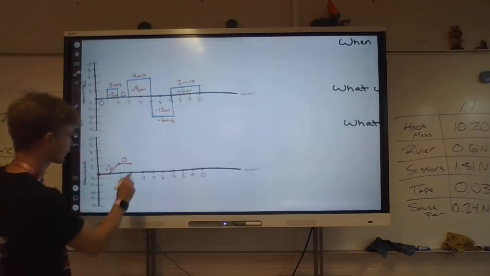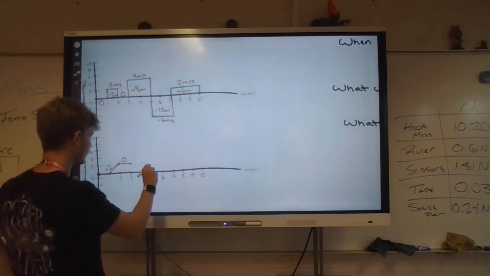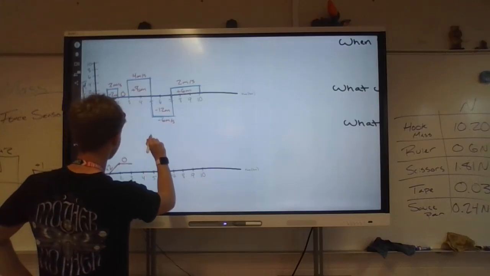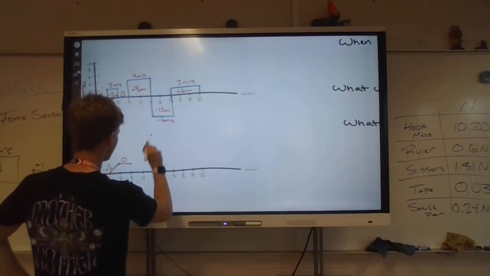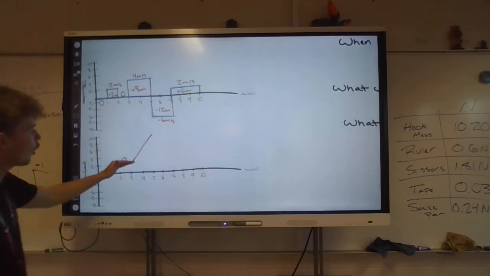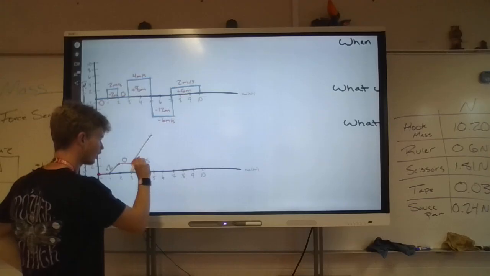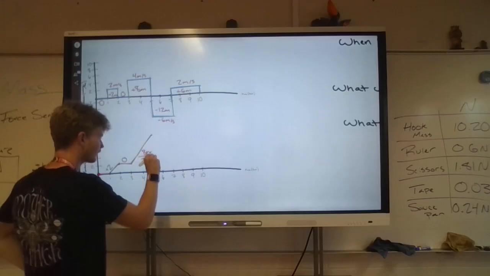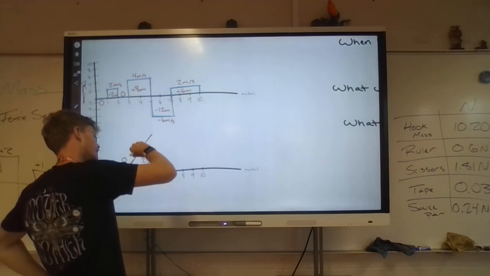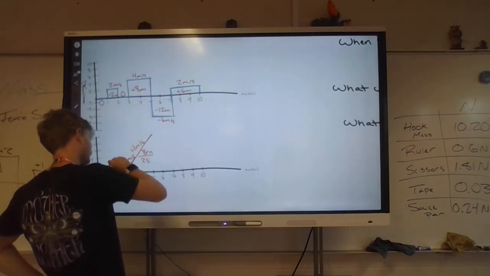Now from 3 seconds to 5 seconds, I went up 8 meters. So I'm going to go to the 5 second spot, and I'm at 2 meters right now. I'm going to go up 8 meters until I hit the 10 meter spot, right about here, and connect my line. If you go over 2 seconds and up 8 meters, your slope is 4 meters per second, and that's right so far. All of this is looking pretty good.